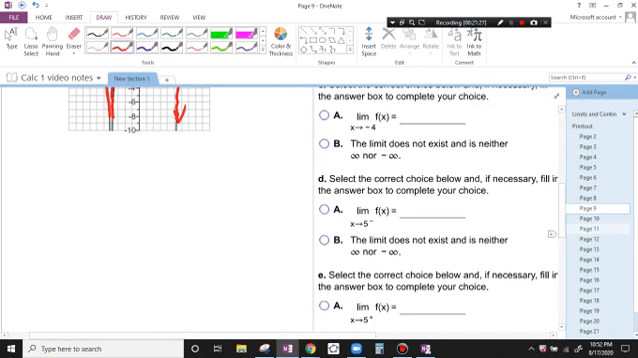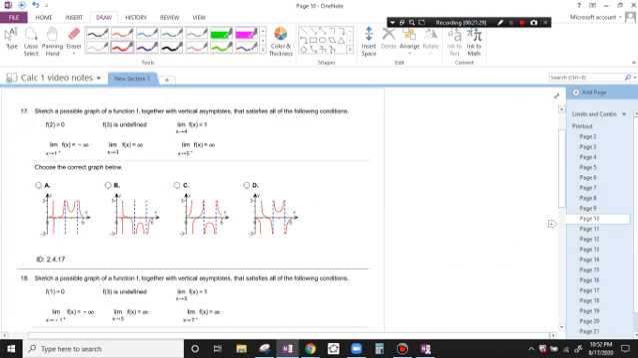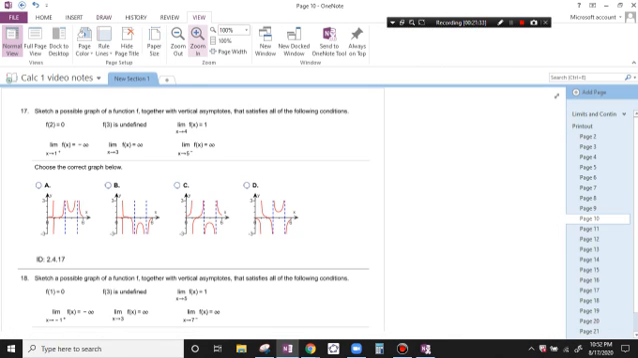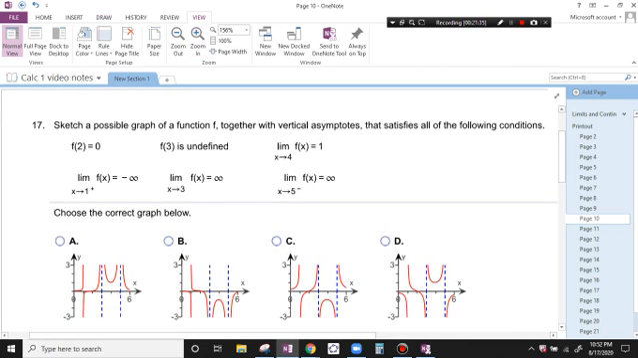How many more of these are we rolling with? Oh, this one's fun. Sketch a possible graph of a function f together with vertical asymptotes that satisfy all the conditions. We'll just do some translating here.